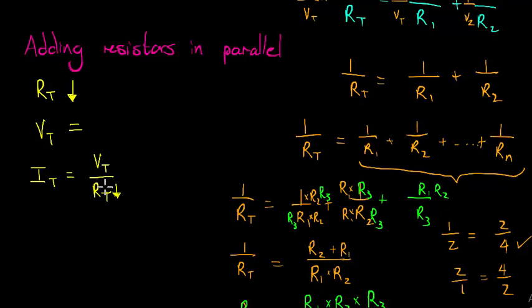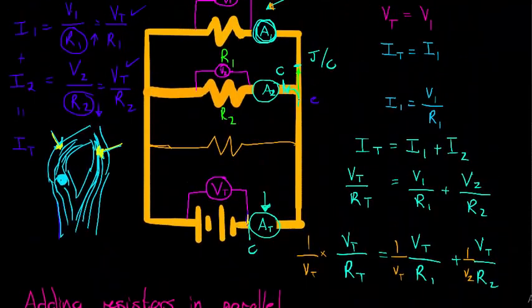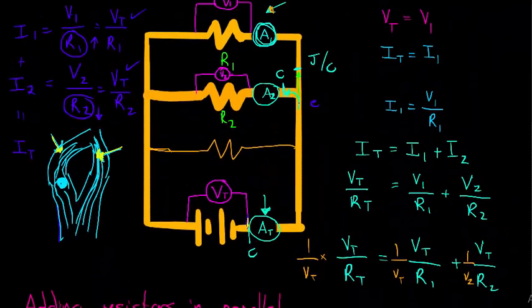So if my total resistance decreases, my total current will increase. It's got exactly the opposite effect than it has in series. Okay, so let's look at our diagram here. What would happen to current if I added a resistor here?